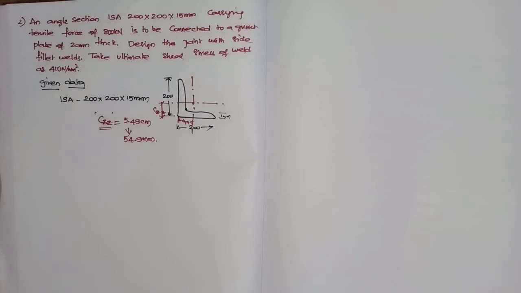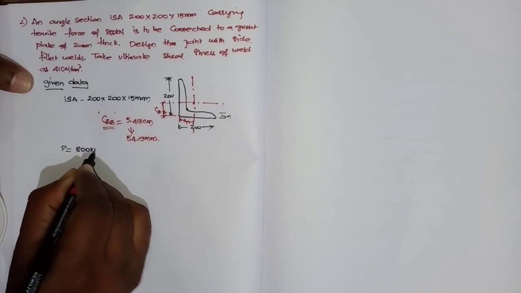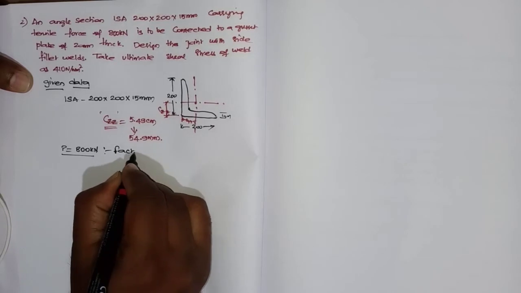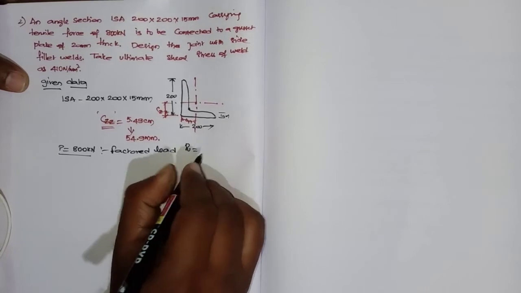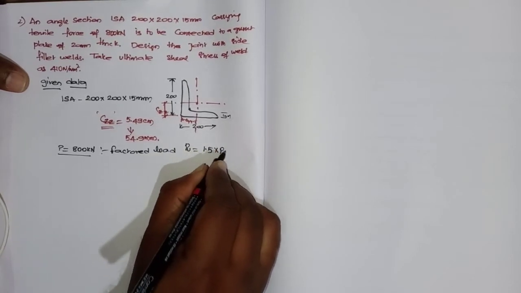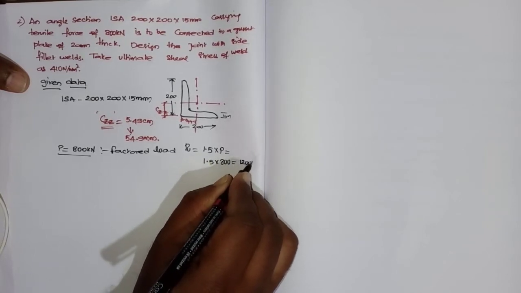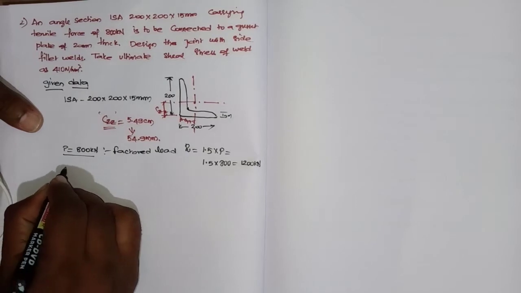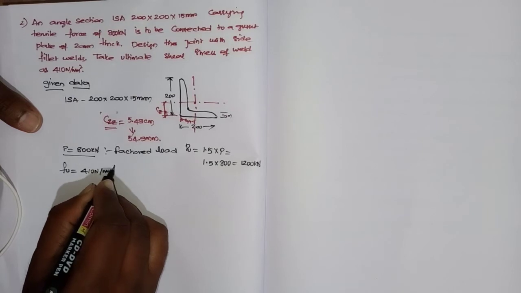Now what is the load given? P is given as 800 kilonewtons. Now you have to design for factored load. In limit state, what is the factored load? PU equals 1.5 into P. So 1.5 into 800, you will get around 1200 kilonewtons, and for this load you are supposed to design. Next, what is given? FU is 410 newton per mm square.